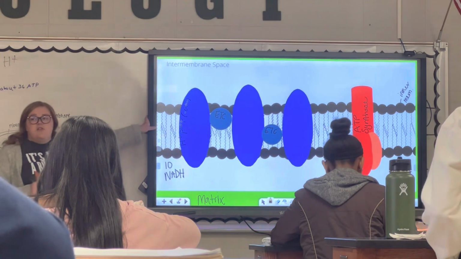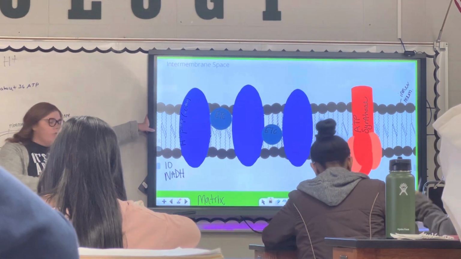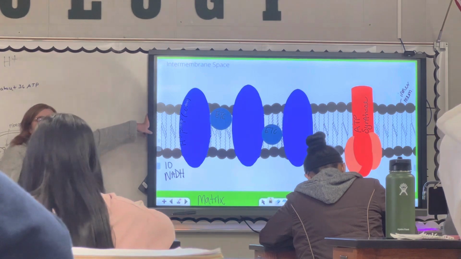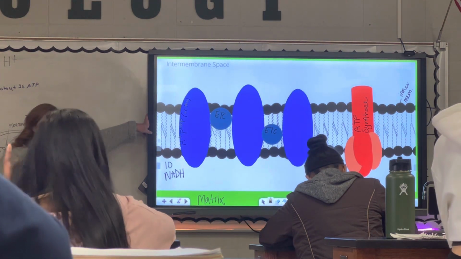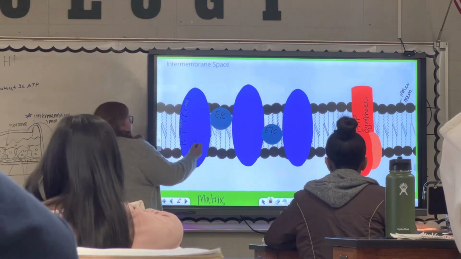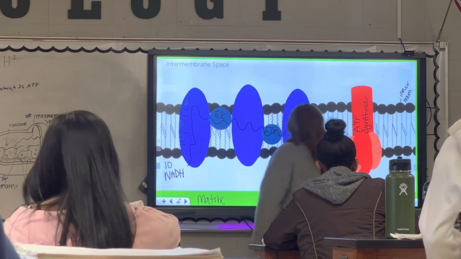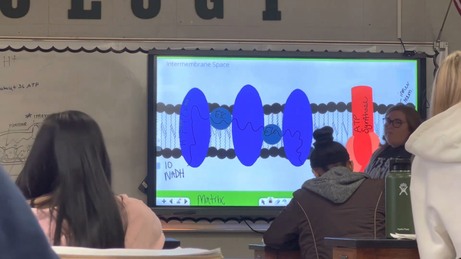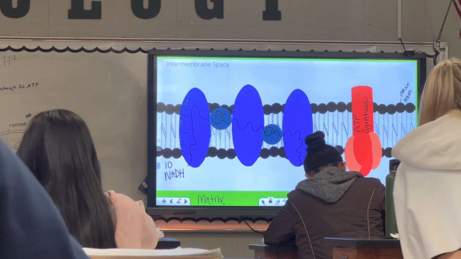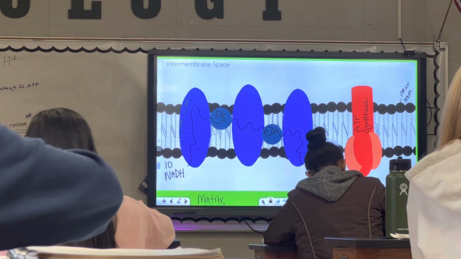So our NADH, because it's carrying our high energy electrons, is going to drop off electrons at the first hydrogen ion pump. Those electrons now have enough energy to travel through the entire chain and power every pump before they lose all their energy. So from beginning to end, they're just losing a little as they go.